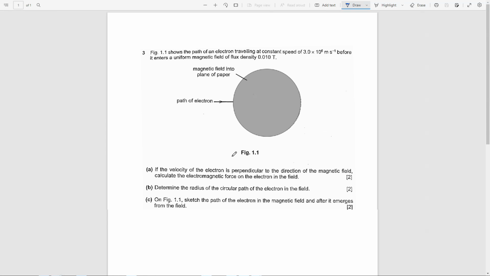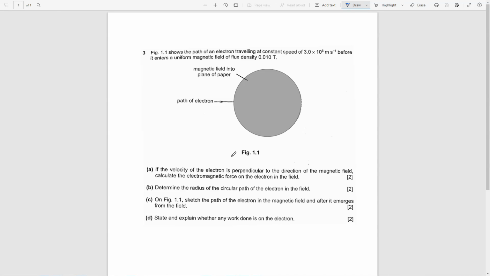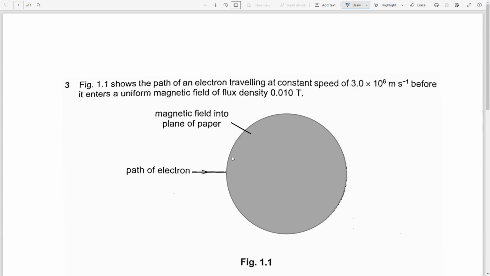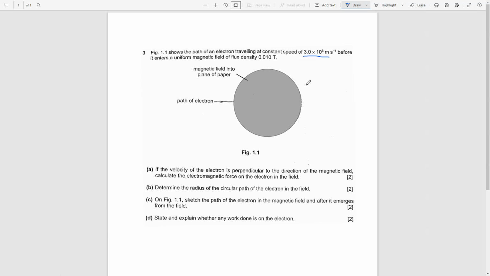Okay, so this is an electromagnetism question on an electron moving into a magnetic field. So pretty standard. It shows the path of an electron traveling at a constant speed before it enters a field. The flux density is also given.